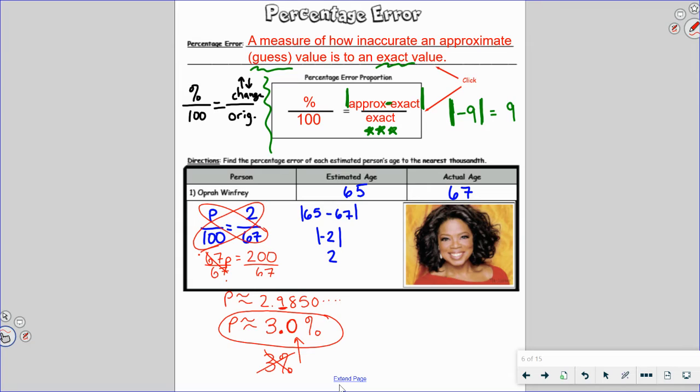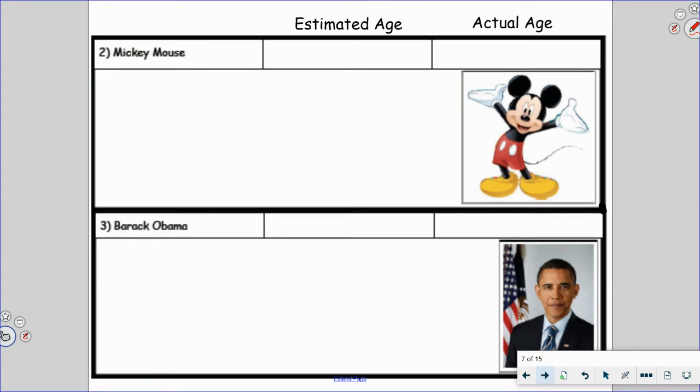Once again, the exact number goes in the denominator, and the difference between your guess and the exact number, taking its absolute value, that's what goes into the numerator. Let me do a couple more, folks. I think this will help.